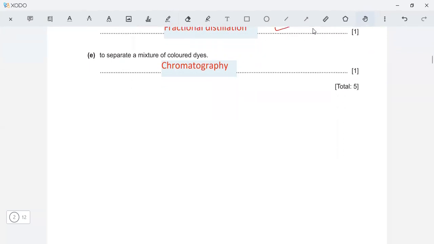Okay, E. Name the process to separate a mixture of colored dyes. In fact, you know that a colored mixture is separated with the help of the technique called chromatography. Okay, so chromatography is a process to separate out colored mixtures. So here you can write chromatography.